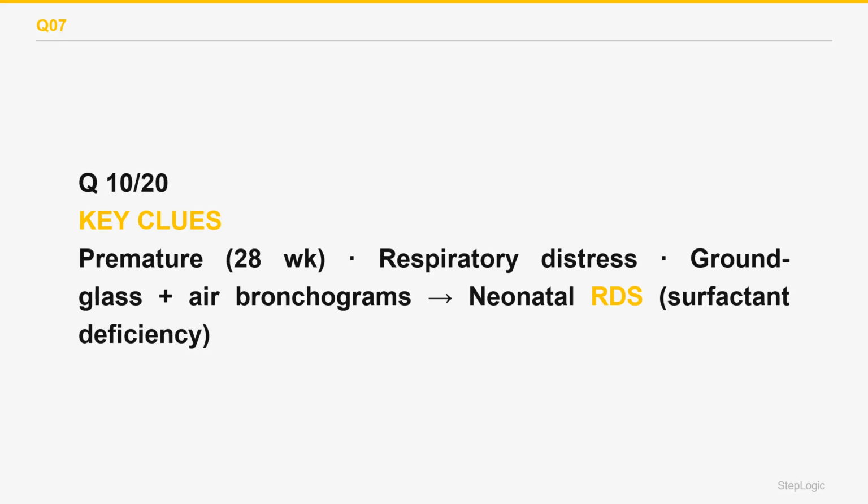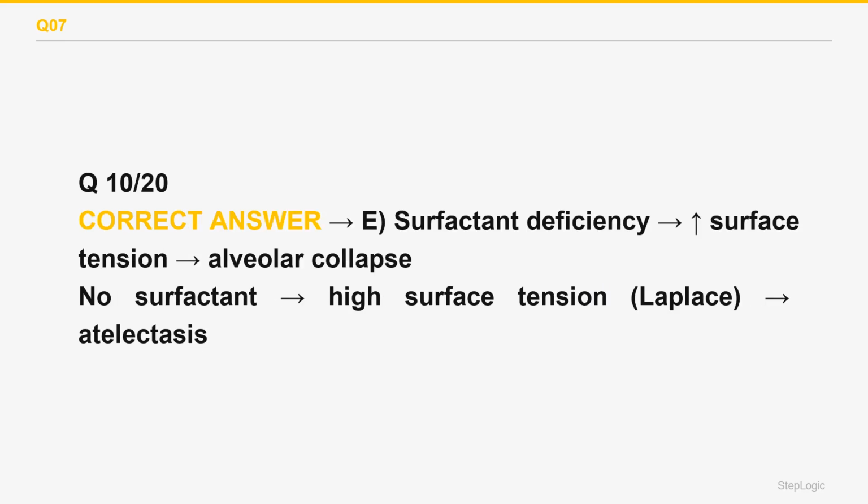Without surfactant to lower surface tension, alveoli collapse on expiration, causing diffuse atelectasis, stiff, low-volume lungs, and the ground glass appearance. The correct answer is E. Surfactant maturity is assessed by the lecithin to sphingomyelin ratio, where a ratio above 2 indicates mature lungs. Risk factors include prematurity, maternal diabetes, fetal hyperinsulinemia, delayed surfactant, and C-section without labor. Antenatal corticosteroids accelerate surfactant production, and exogenous surfactant treats it.